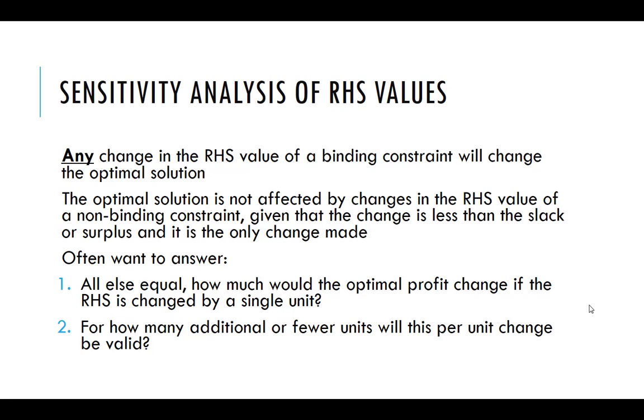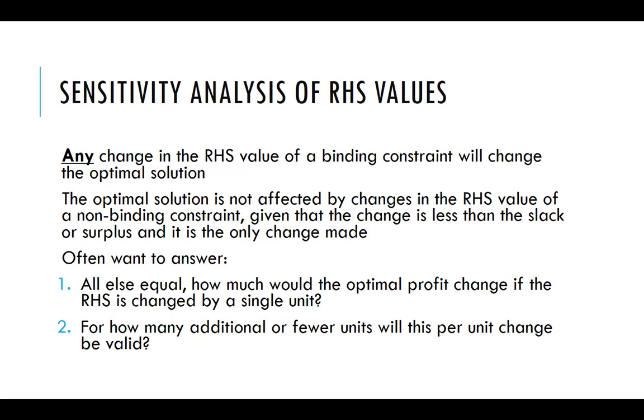We also have the flip side of that, which is the optimal solution is not affected by a change in the right-hand side value for non-binding constraints, given that the change is less than the slack or surplus. If it's beyond that slack or surplus, then all bets are off. And then we often also want to answer, all else equal, how much would the optimal profit change if the right-hand side is changed by a single unit?